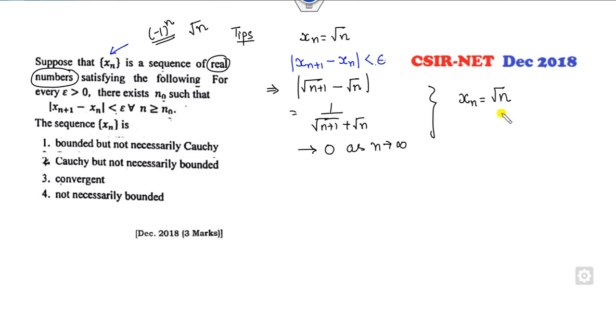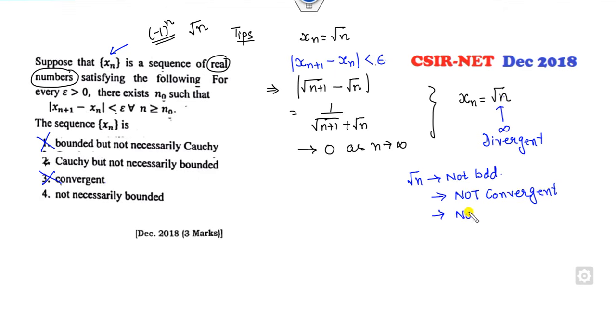Now look at the options. Is this a bounded sequence? Or firstly, is it a convergent sequence? It is a divergent sequence. So once this is a divergent sequence, what does it mean? The third option is cancelled. Is it a bounded sequence? Clearly, this is not bounded, so the bounded option is cancelled. Once it is not bounded, we can also say it is not convergent. Once it's not convergent, on R it is not Cauchy either. So the Cauchy option is cancelled out.